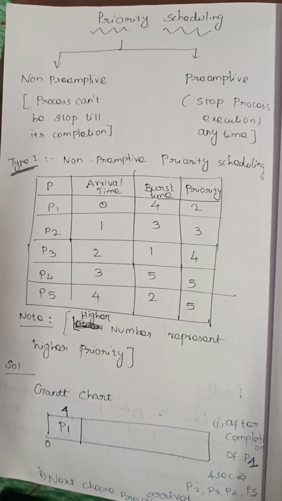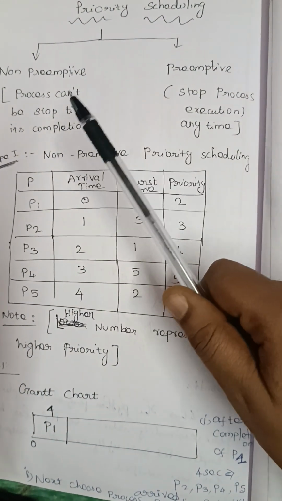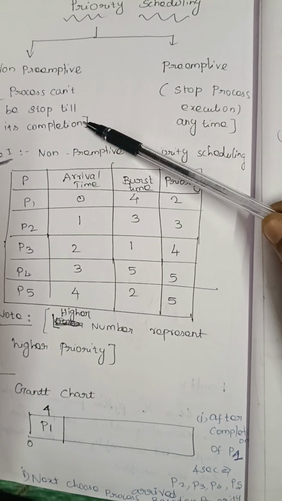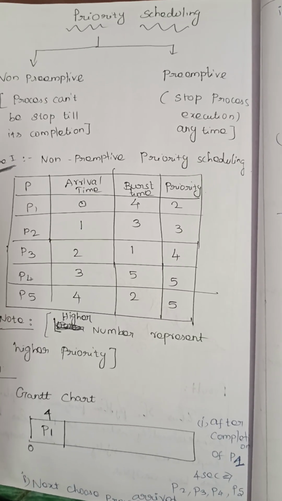In this video, we will see the priority scheduling problems. There are two types of problem, non-preemptive and preemptive. Non-preemptive means the process cannot be stopped until its execution is completed.